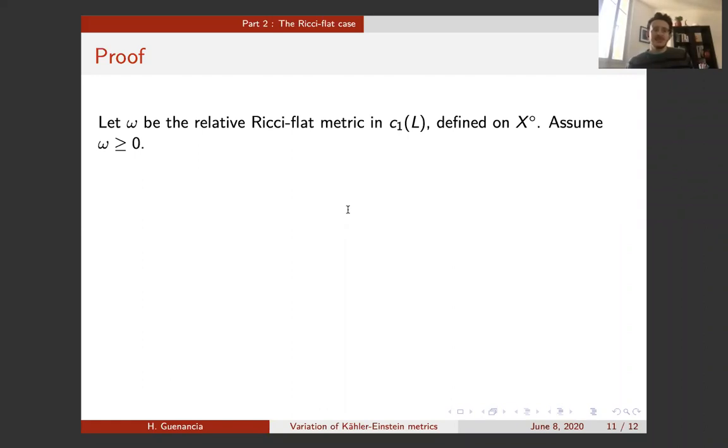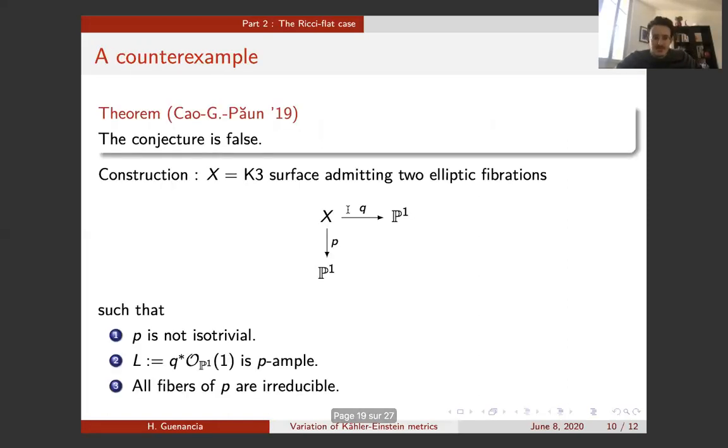semi-positive. Okay, so all I'm saying is it's not a big deal that L in this case here, so we call it L, it's just Q star of O of 1. It's relatively ample, but it's not ample. Okay, and it turns out that this is the key point. This is where we can go through with the construction and derive the contradiction, precisely because L is not globally ample, but only relatively ample.